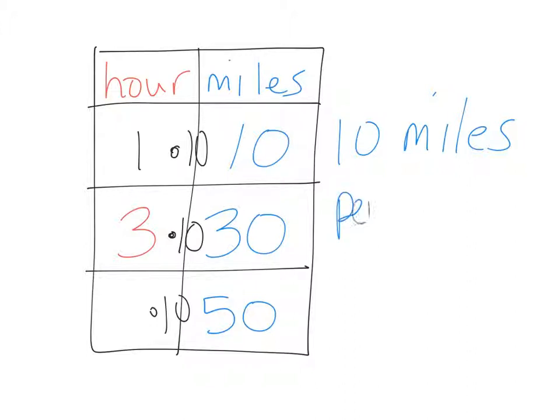That's our unit rate, which is important. And then we use that to determine the missing values. If we have 50, what times 10 is 50? So the answer for that one is 5, or 50 divided by 10 is 5.